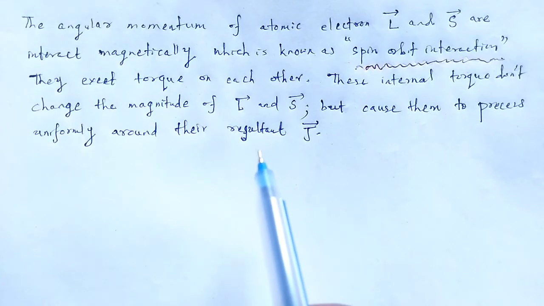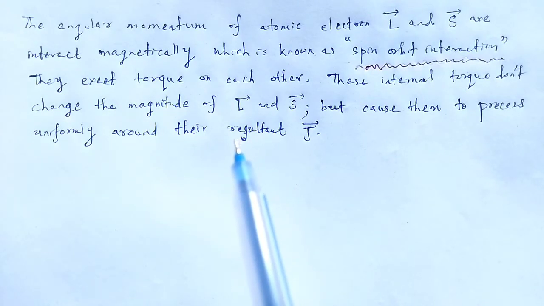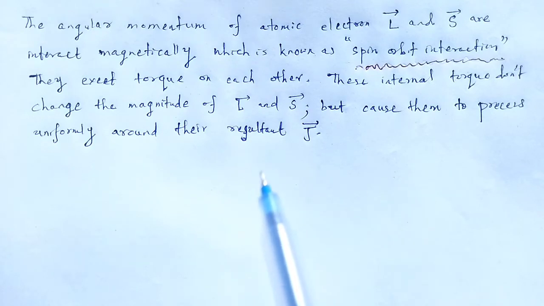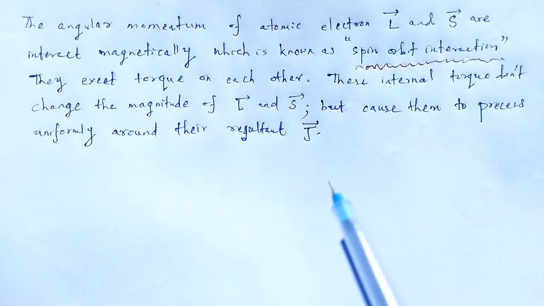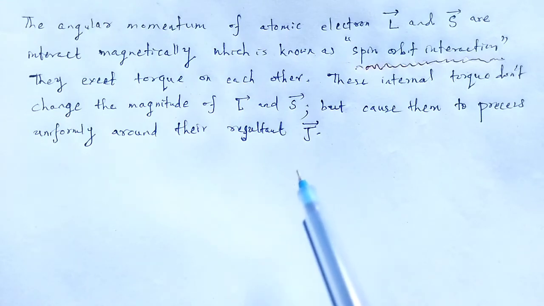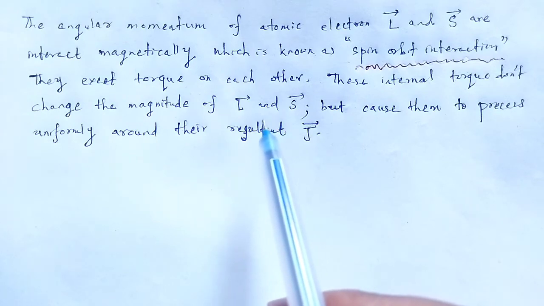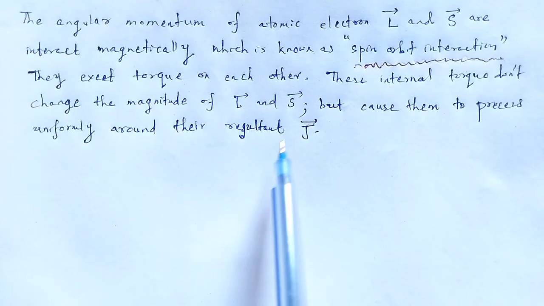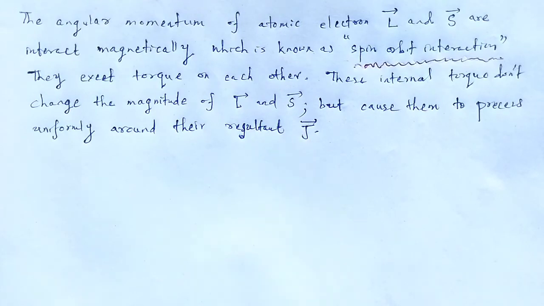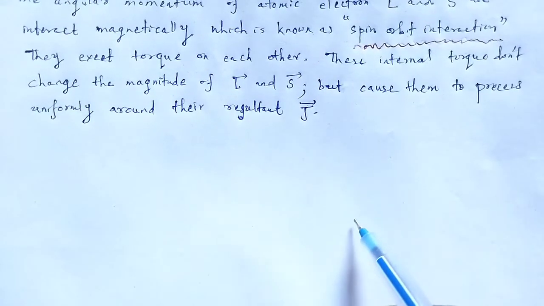That means if the atom is in free space, and an external torque acts on it, the total angular momentum J is conserved, both in magnitude and in direction. So the angle between L and S remains invariant. So how does the precession take place? Look here.